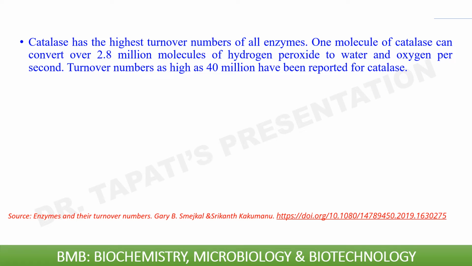Catalase has the highest turnover numbers of all the enzymes. One molecule of catalase can convert over 2.8 million molecules of hydrogen peroxide to water and oxygen per second. The catalase enzyme catalyzes conversion of hydrogen peroxide to water and oxygen. Turnover numbers as high as 40 million have been reported for catalase.